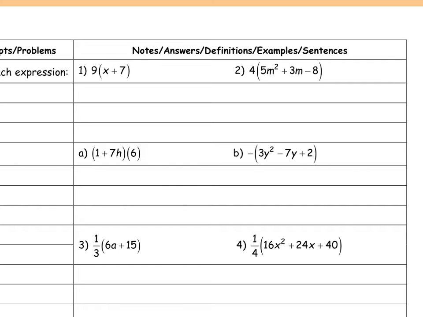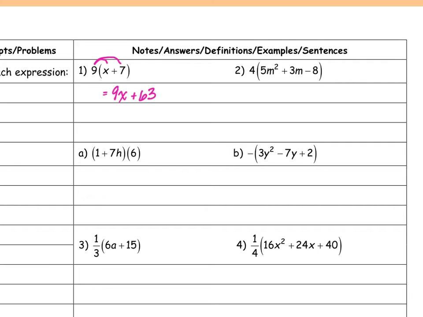On this one, I have a 9 here, and I'm just going to distribute. You can use this little rainbow effect, and that's what a lot of people do. So that means 9 times x equals 9x. And then 9 times 7 is, what is 9 times 7? 63. And that's it. I can't combine the 9x and the 63 because they're not like terms. So I just got 9x plus 63 done.